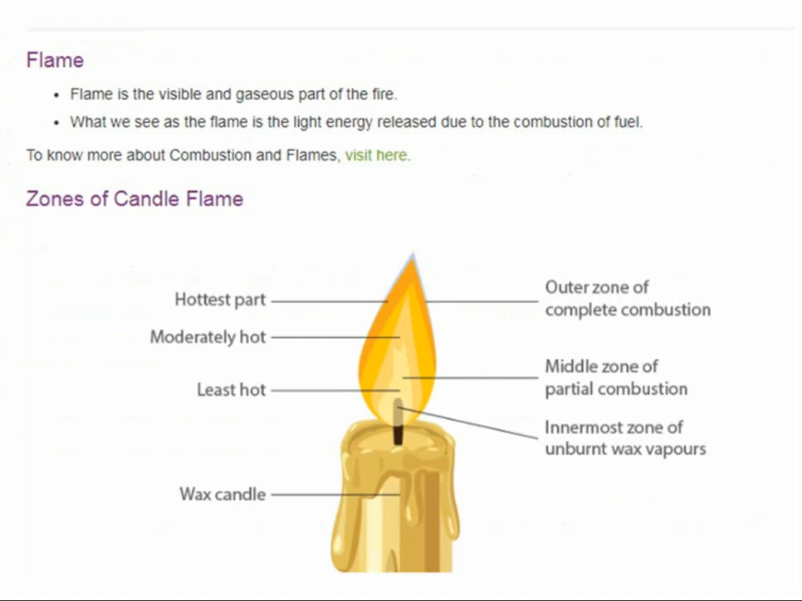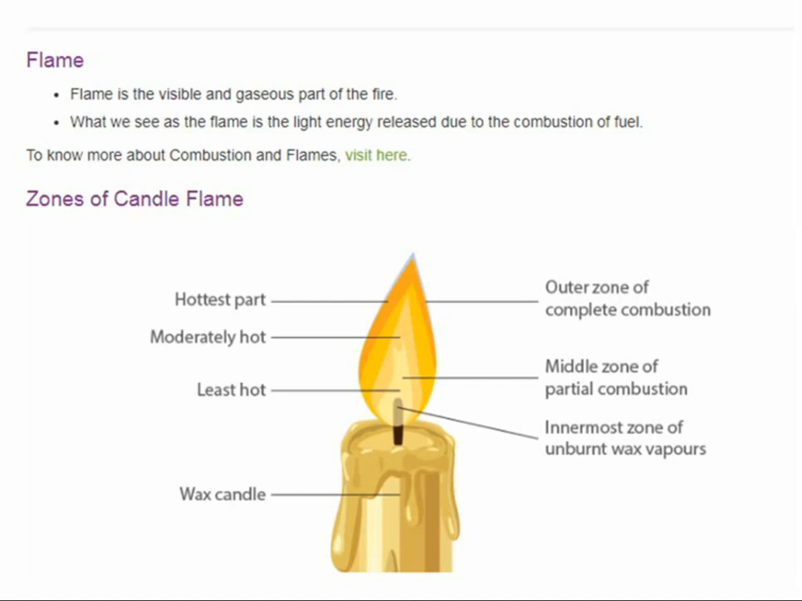What we see as the flame is the light energy which is released due to combustion of fuel. Now, what happens is that carbon particles get produced in air, and these particles burn and produce flame. Only when these particles are produced can the flame take place. For example, charcoal doesn't produce smoke, so it does not produce flame. But petroleum produces carbon particles that burn and produce flame.